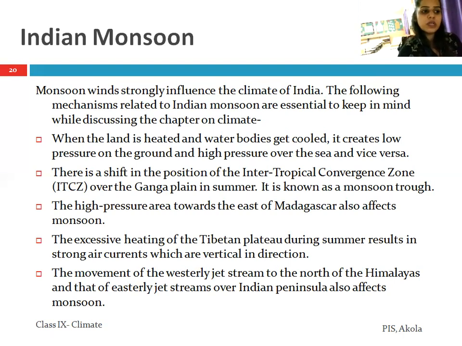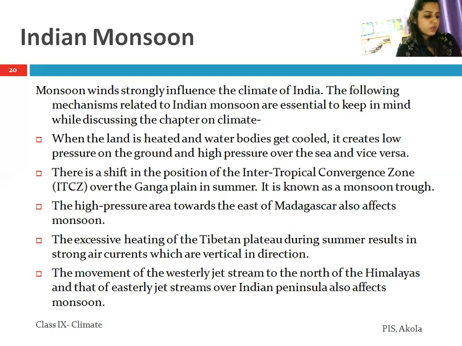The fourth one, excessive heating of the Tibetan plateau during summer results in strong air currents which are vertical in direction. And the last mechanism is the movement of the westerly jet stream to the north of the Himalayas and that of easterly jet streams over the Indian peninsula also affects the monsoon.